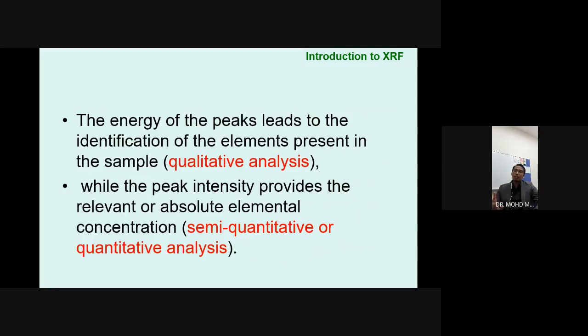So the energy of the peaks leads to the identification of the element present in the sample, which is qualitative. Qualitative means that you know there is a carbon, there is a nitrogen, there is a sulfur over there. You're talking about quality, which is about presence. If you're talking about quantity, it's how many, how much you have. While the peak intensity relates to the element concentration, which we call semi-quantitative analysis.